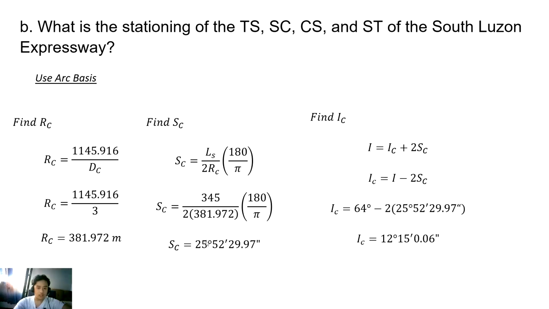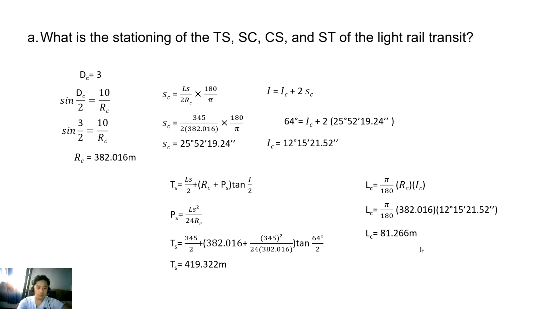Maliit lang din ang discrepancy. Para naman sa IC, gagamitin ulit natin yung I equals to IC plus 2SC. Ang IC natin ay i-derive natin yung formula, so magiging IC equals to I minus 2SC. So, 64 degree minus 2 times 25 degree, 52 minutes and 29.97 seconds. Tulad kanina, makukuha natin IC ay 12 degree, 15 minutes and 0.06. Maliit lang yung discrepancy nilang dalawa.